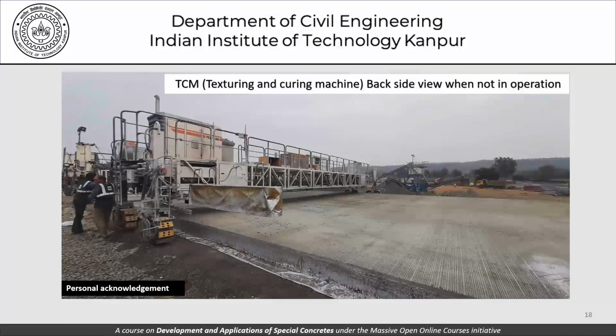This is another operation which is very typical of pavement construction, which is texturing and curing. Curing, of course, we know, but texturing is something which we try to do on the surface of PQC to impart the right kind of friction so that we have a good grip as far as the tires are concerned and so on. That's something which you know from your rigid pavement design and rigid pavement analysis.